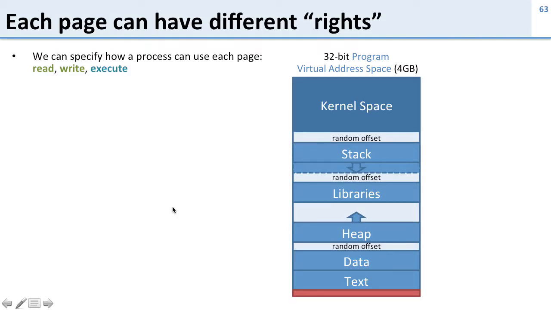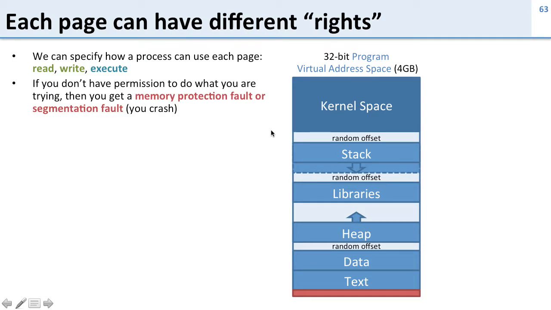Now let's talk a little bit about page protection flags. Page protection flags allow us to specify for each page what you're allowed to do with it, whether you're allowed to read it or write it or execute it. So each page can have these different rights or permissions, which are typically read, write, and execute. And let's take a look at how this works out in our program's virtual address space here under Linux.